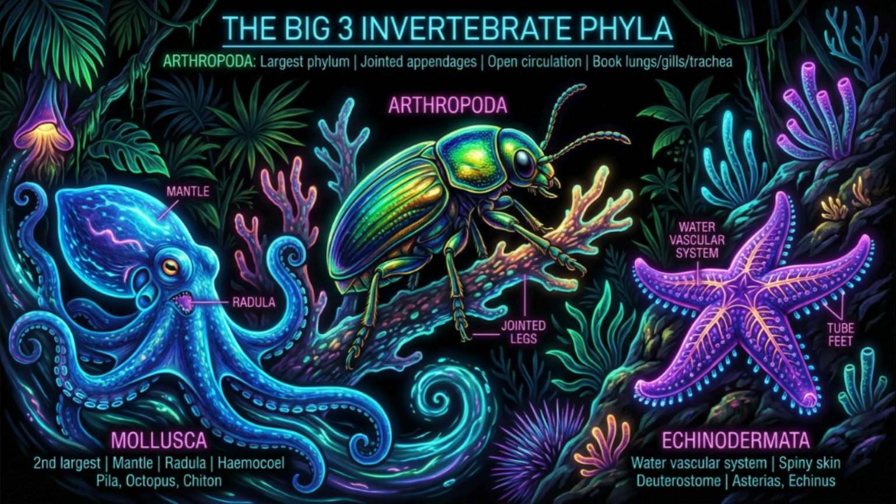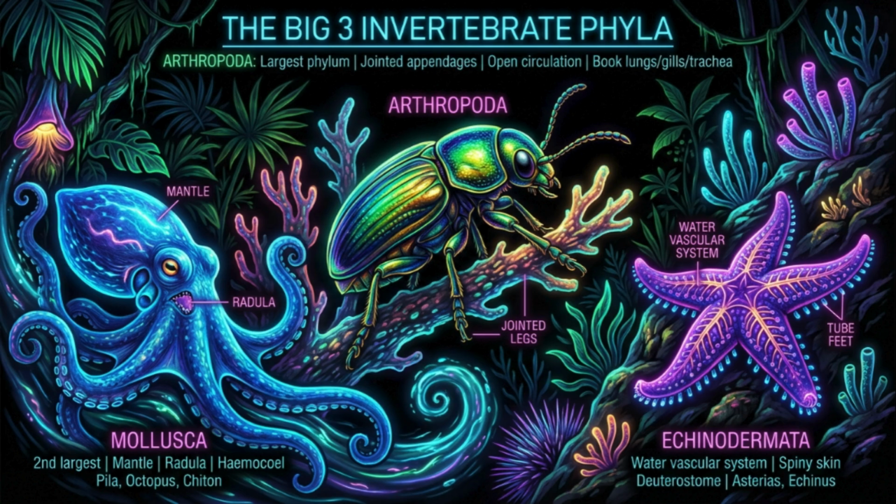Mollusca, second largest phylum. Soft body covered by a mantle. The mantle secretes the shell. Radula, a rasping organ for feeding. Hemocoel is the body cavity. Pila is your garden snail. Pinctada gives you pearls. Sepia is the cuttlefish. Octopus has 8 arms.